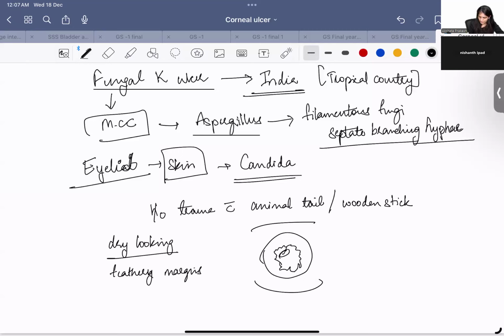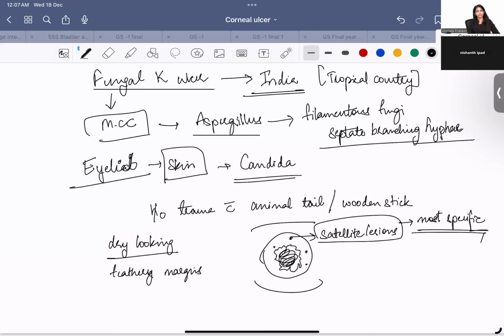And this is the main ulcer, okay? There are ulcers here also. Remember, this is separate from your main ulcer, but still they are small ulcers. So these are called satellite lesions. It is the most specific for your fungal corneal ulcer. The most specific sign for your fungal corneal ulcer.